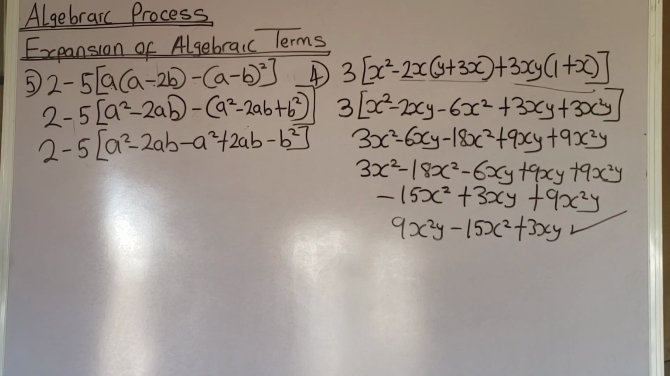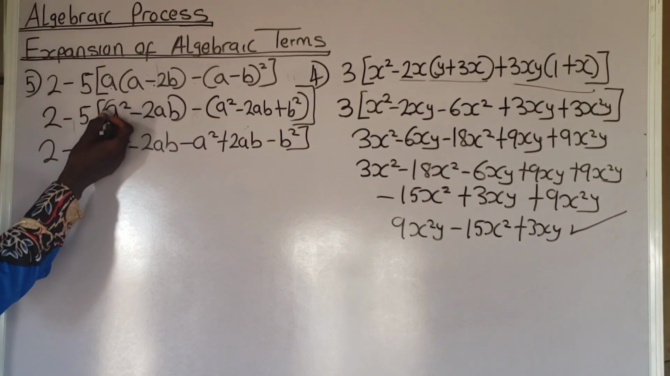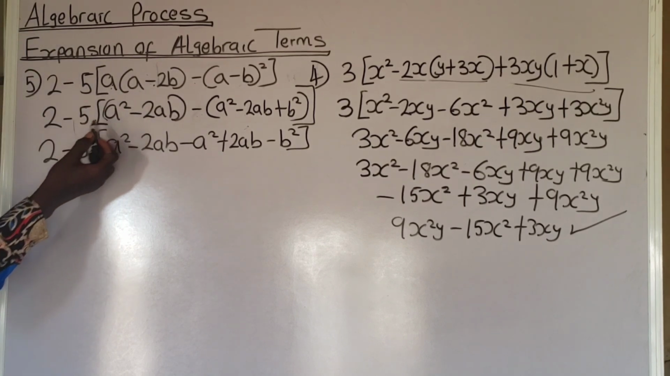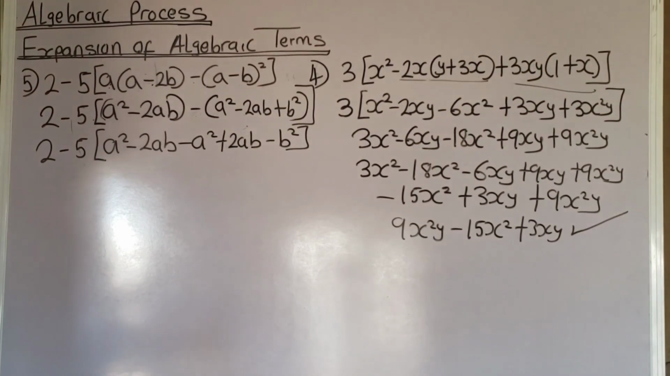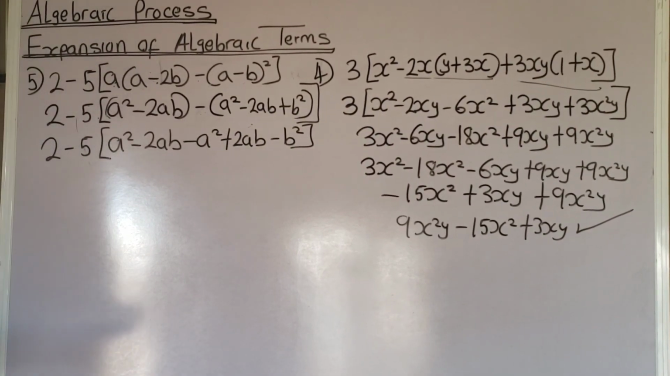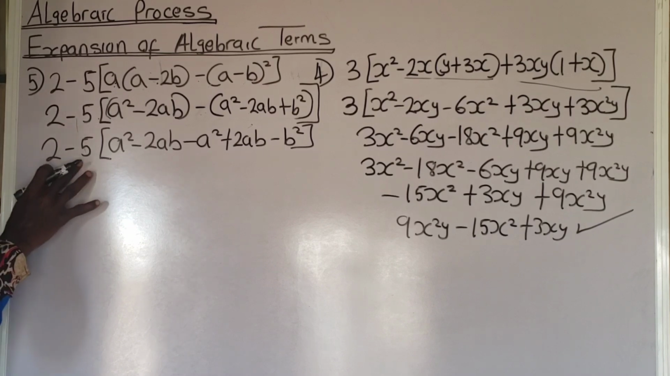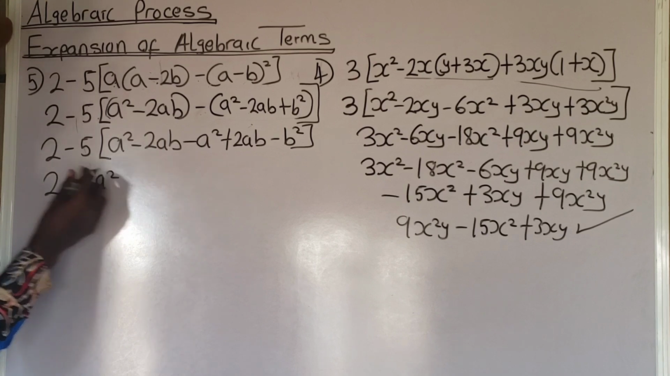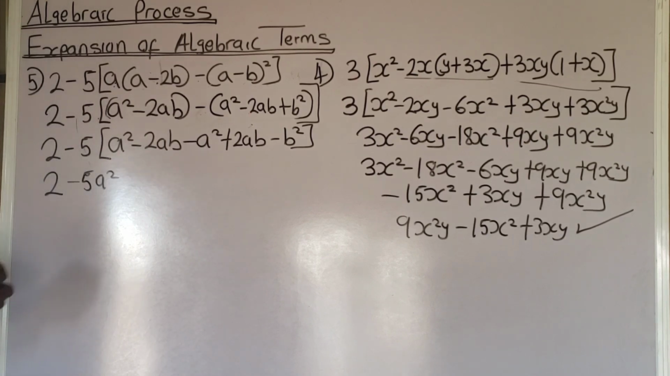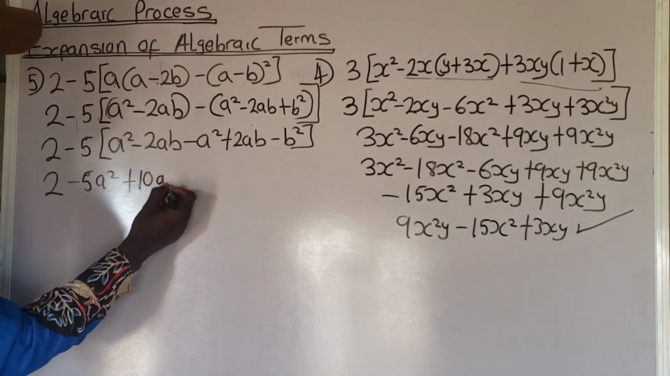Having dealt with the brackets inside this big bracket, we can now use this negative 5 to open all the brackets. The goal of the expansion is to get rid of all the brackets in our expression. That is why we call it algebraic expansion: expansion of brackets that have terms with both numbers and letters. So let's proceed. For this, I'm going to have negative 5 multiplied by a squared, that will give us negative 5a squared. Negative 5 multiplied by negative 2ab gives positive 10ab.